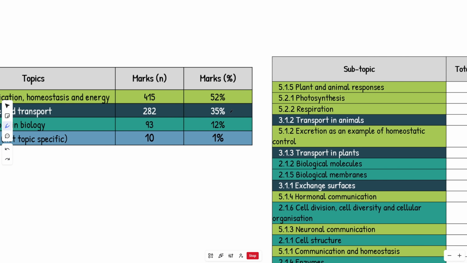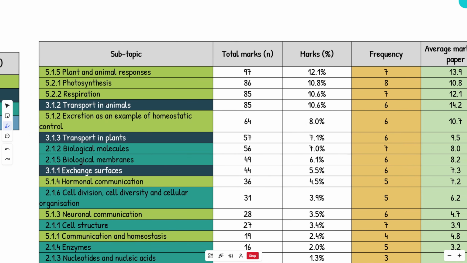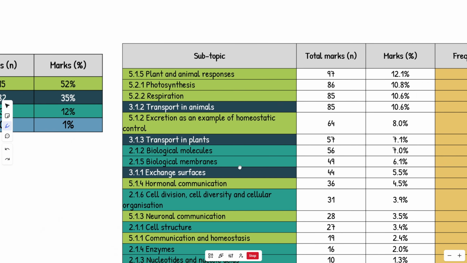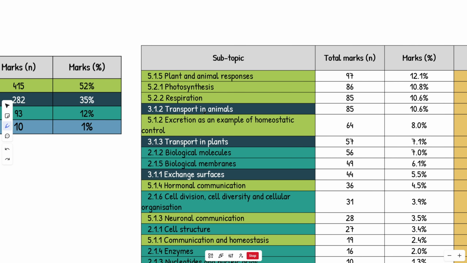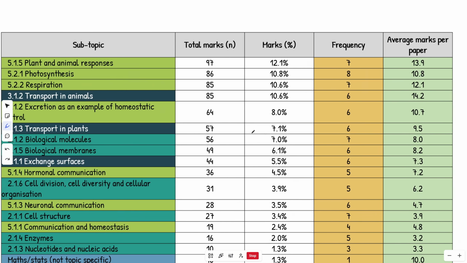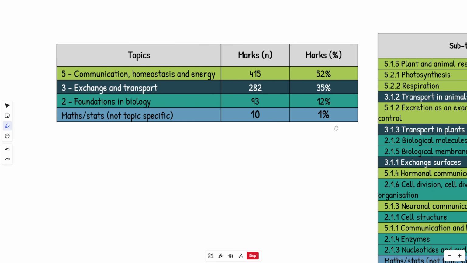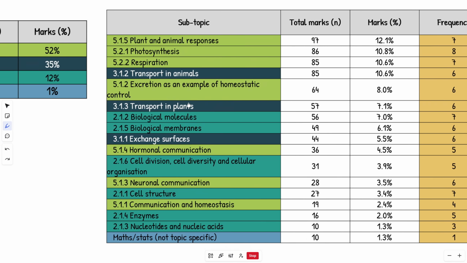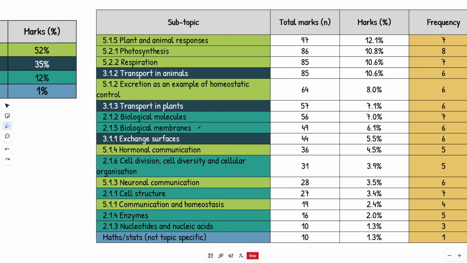Okay. Then we have exchange and transport. So you got transport in animals, number 1 at 85 marks across the years. And then transport in plants is next, 57 marks. Exchange services next at 44 marks. All right. So you want to be focusing on transport in animals the most. We'll look at the years in a bit and look at the trends. Then foundations in biology. You have biological molecules, biological membranes, and then cell division, cell structure, enzymes, and nucleotides.